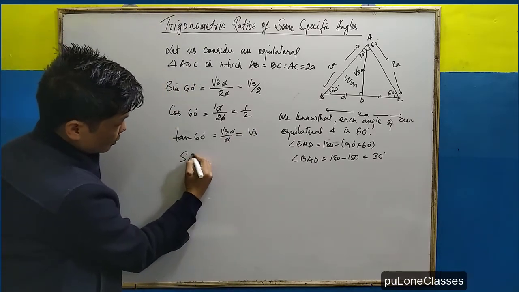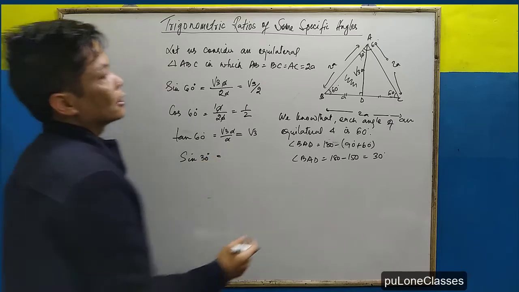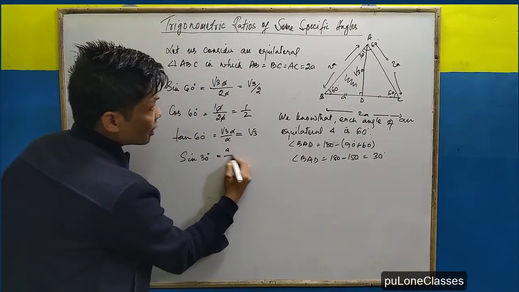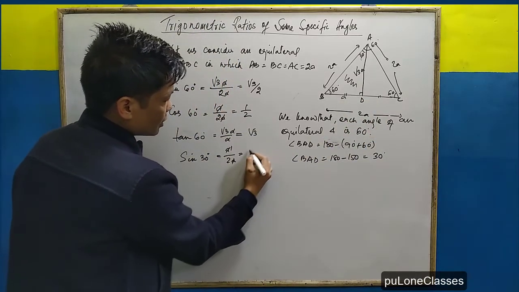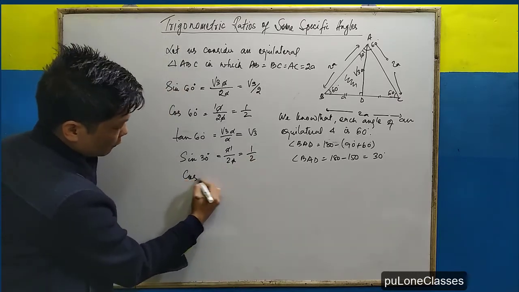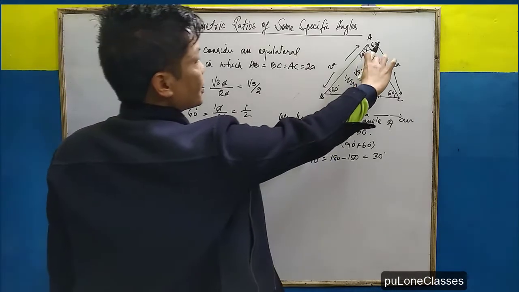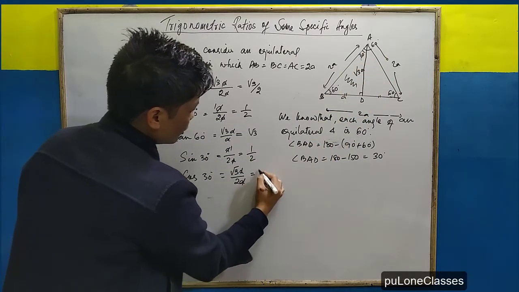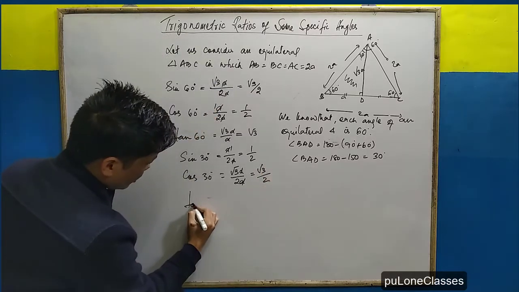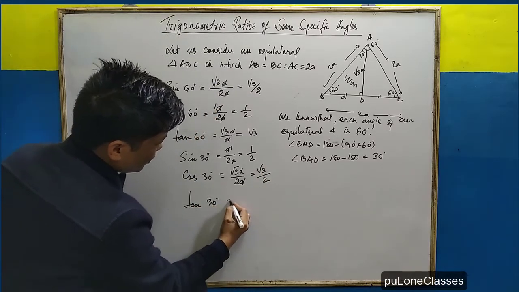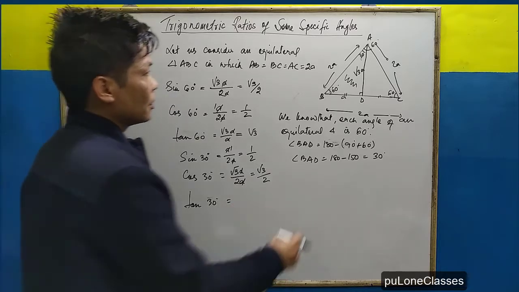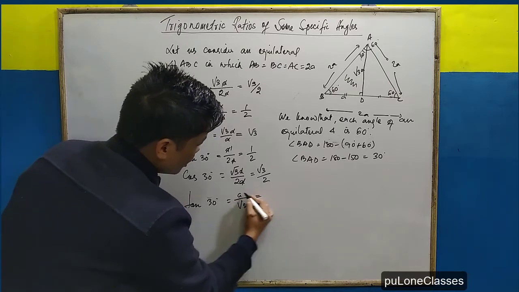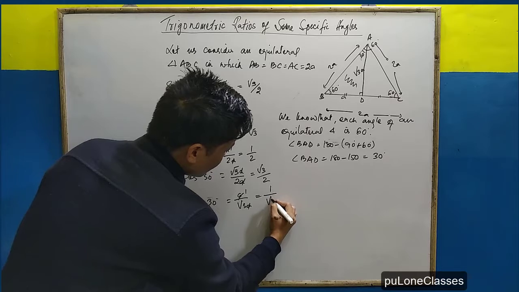Now if I take 30 degrees, sin of 30 degrees, for this angle the perpendicular will be BD, which is a upon 2a, and a gets cancelled, giving half. And cos of 30 degrees will be base AD, root 3a by 2a. So this is root 3 by 2. And tan of 30 degrees will be equal to perpendicular upon base. Perpendicular is a, base is root 3a. If I cancel a, I get 1 by root 3.